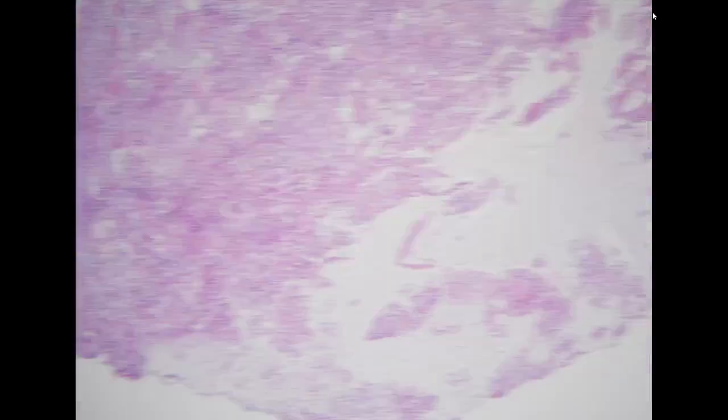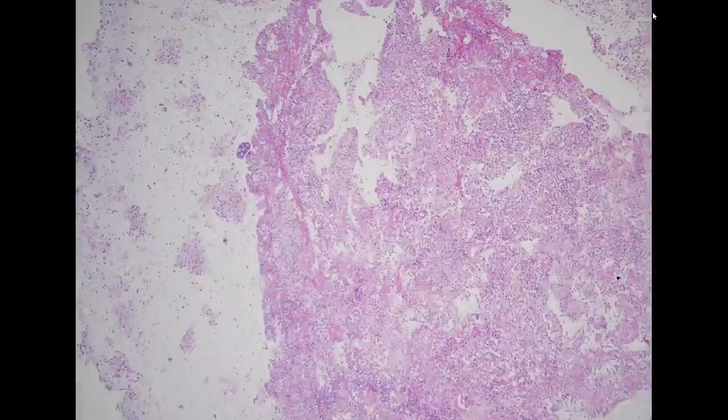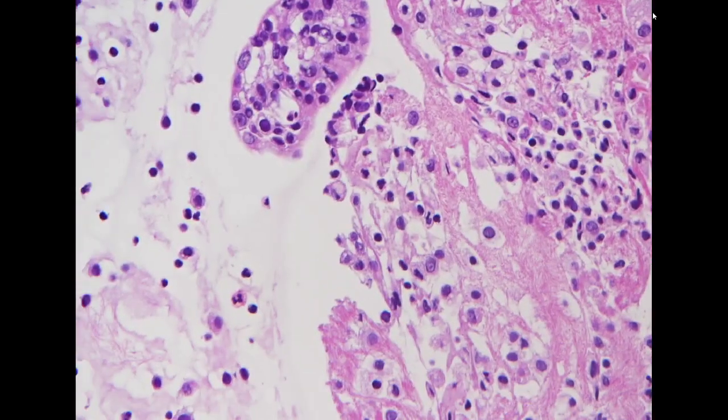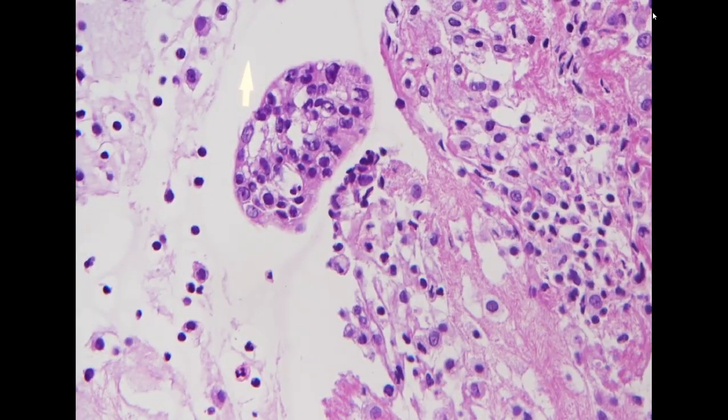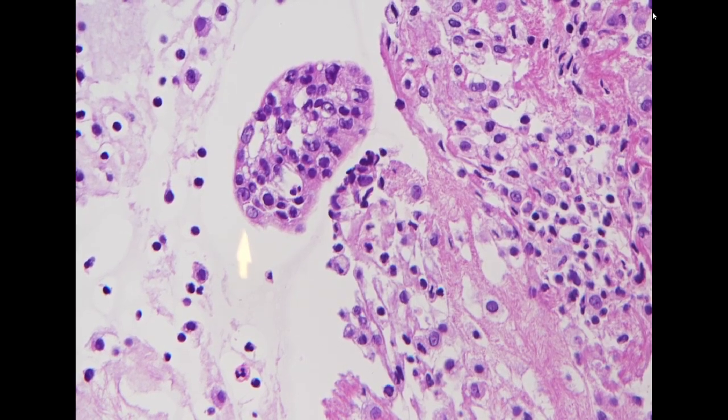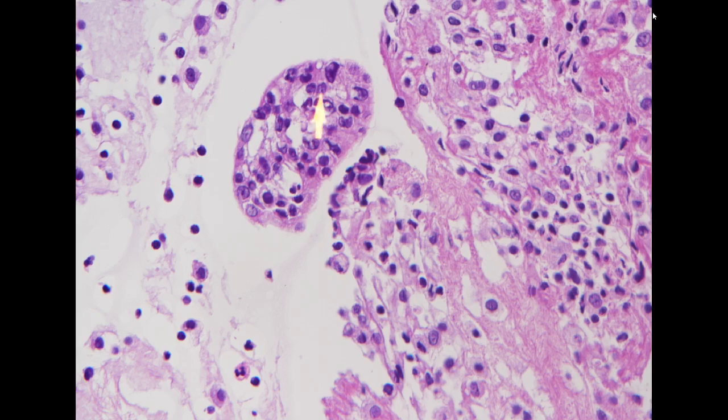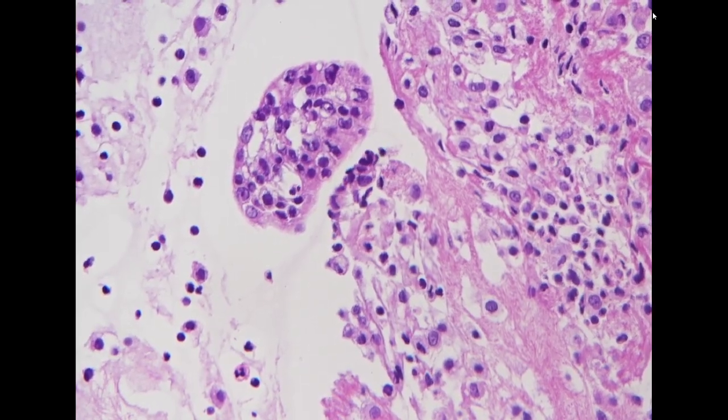And this is the cell block preparation. Again, very scant. There's only one cluster with very similar morphology. So as you can see here, we do have a luminal border, very smooth. This smooth luminal border pattern. The cytoplasm is bubbly. So this is also compatible with adenocarcinoma of pancreatobiliary primary.